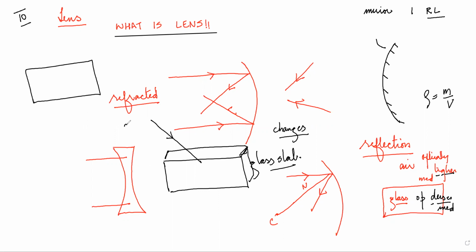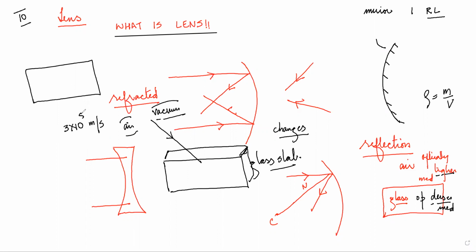Students, in air or in vacuum, mostly we say the light travels with the speed of 3 into 10 raised to power. Any student, how much? In air or in vacuum, the light travels with the speed of 3 into 10 raised to power. Come on. How much meter per second?